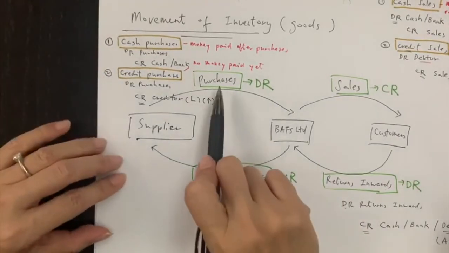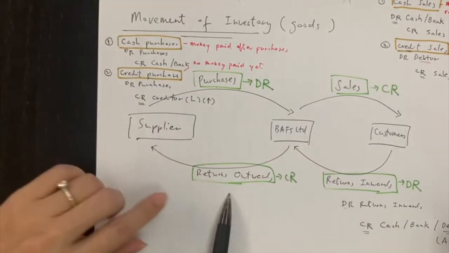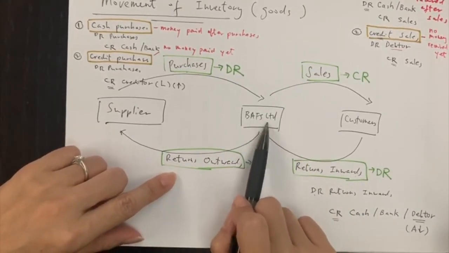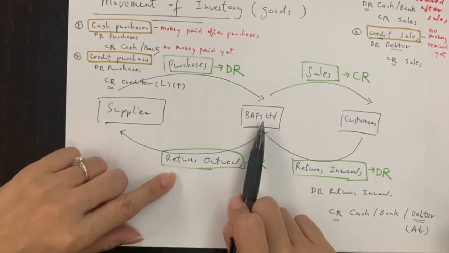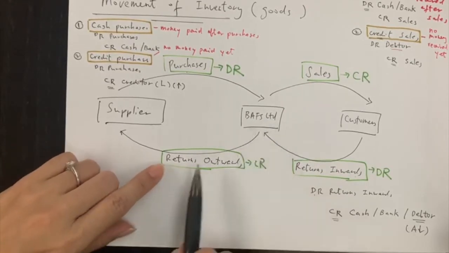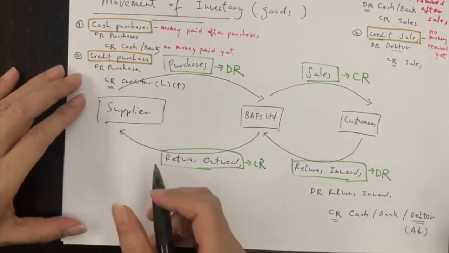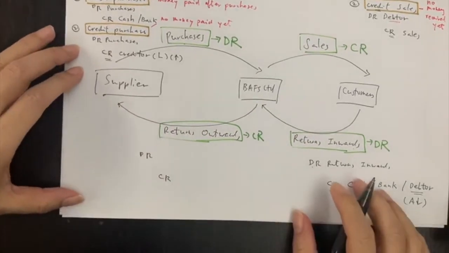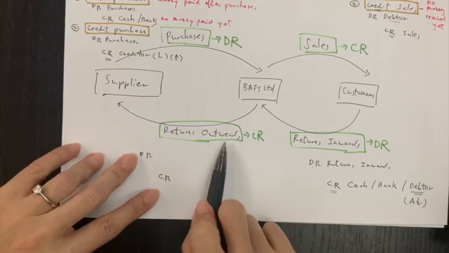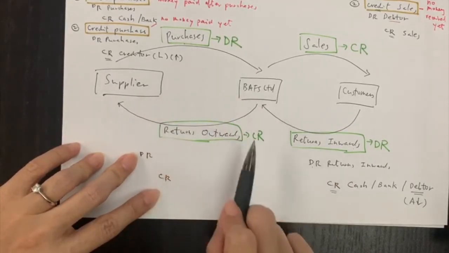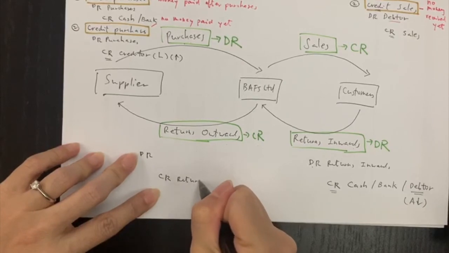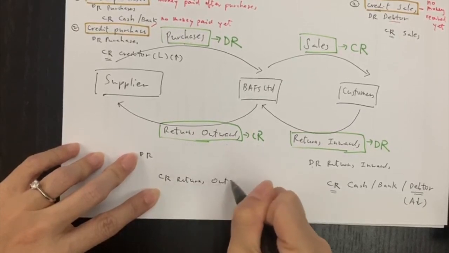Okay, so what is opposite to purchases? Here we have returns outwards. That means after buying goods from the supplier, this time we are not happy, we're not satisfied, so we have returns outwards. So here is the double entry for returns outwards. Returns outwards is opposite to purchases, and purchases is debit, so I credit returns outwards.